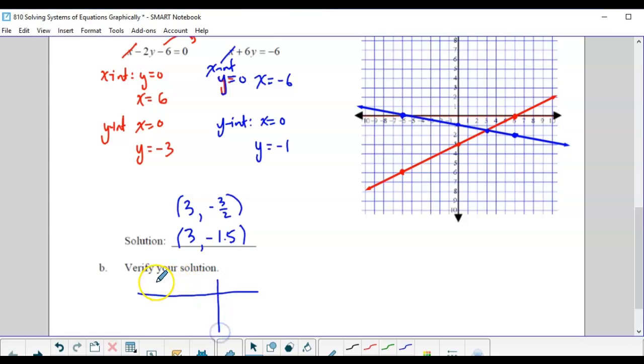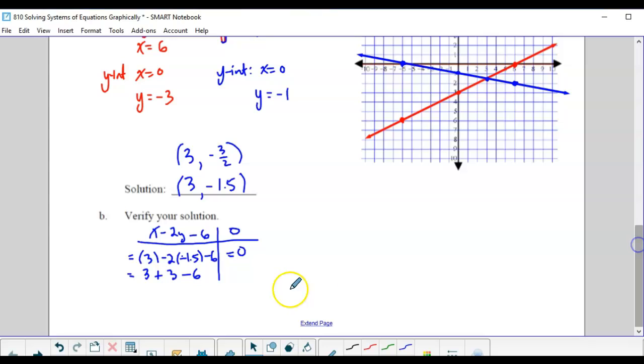Again, use the original form. So x is 3 minus 2 times -1.5 minus 6. So that's going to be 3 plus 3 minus 6, which is 0. So left side equals right side, so we're good on that.